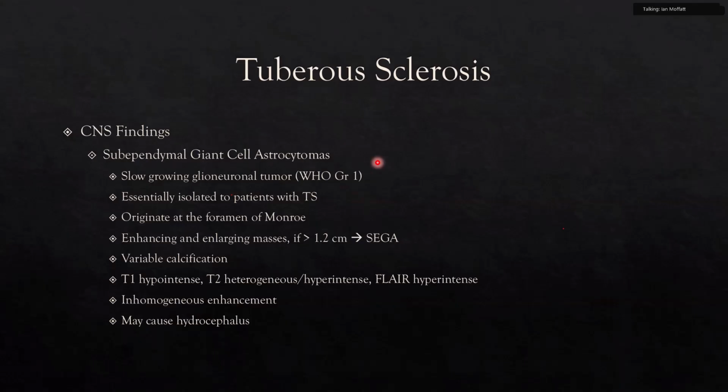They originate at the foramen of Monroe. They're enhancing and enlarging masses, typically greater than 1.2 centimeters. It's always going to be a SEGA. They have variable calcifications. T1 hypointense, heterogeneous on T2, and FLAIR hyperintense with inhomogeneous but typically avid enhancement. And because of their location, they often will present with hydrocephalus as a result.